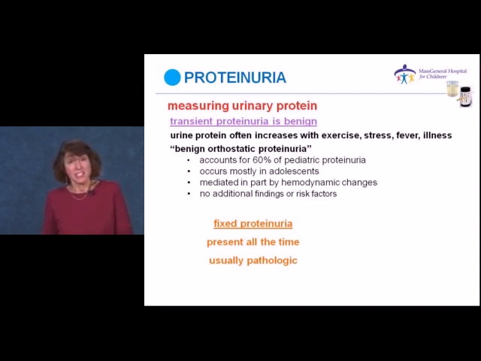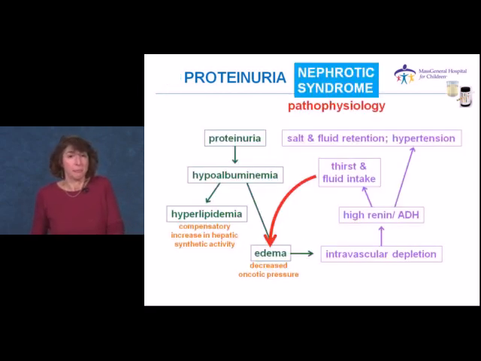This is in contrast to fixed proteinuria, where that first morning protein is also elevated. That urine protein to creatinine ratio is also greater than 0.2. It may be less than the daytime value, but if it's still greater than 0.2, then it's elevated. And this is considered fixed proteinuria. It's present all the time, and that's usually pathologic.